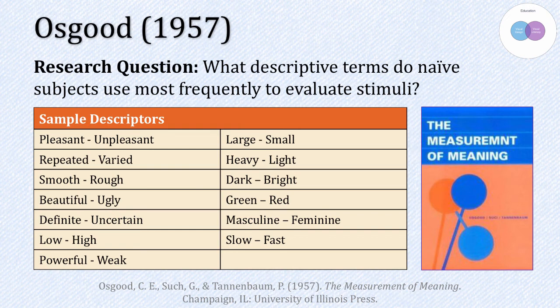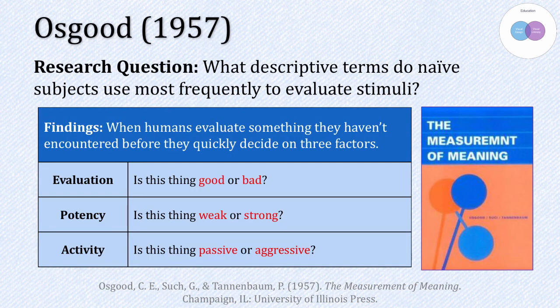The findings of his study are absolutely fascinating. In fact, he found that there are three factors that people care about the most when evaluating something they haven't seen before. These factors include evaluation, potency, and activity. In other words, is the object being viewed good or bad? Is the object weak or strong? And is the object passive or aggressive?